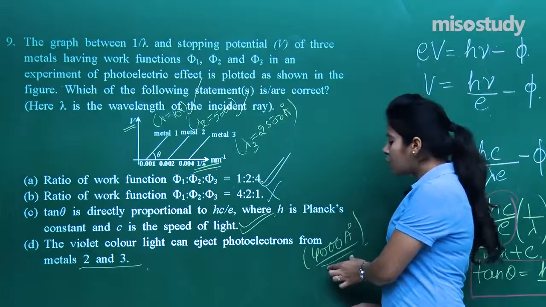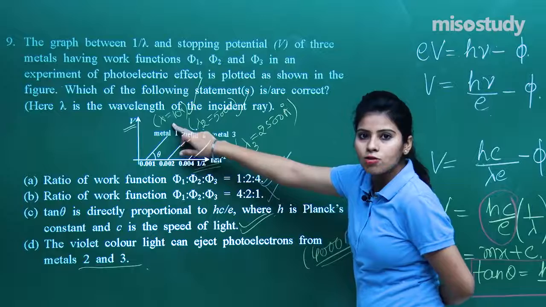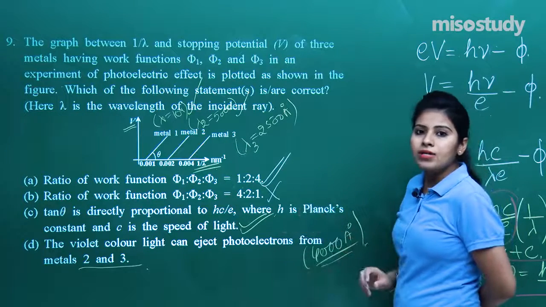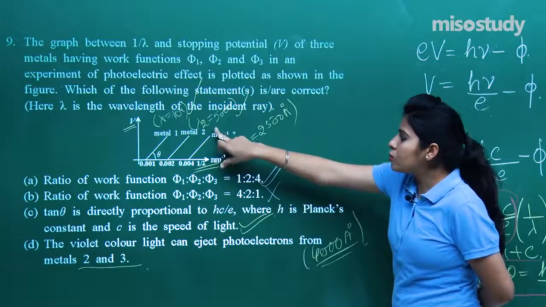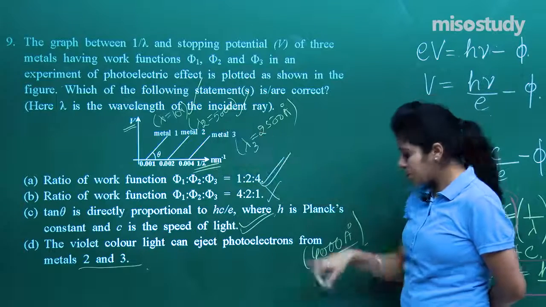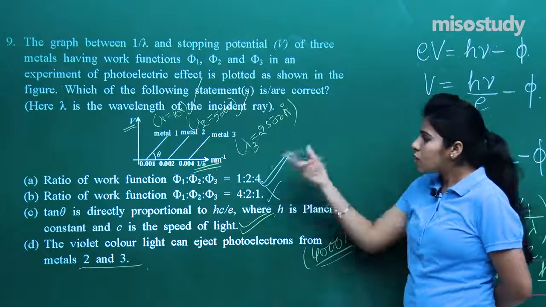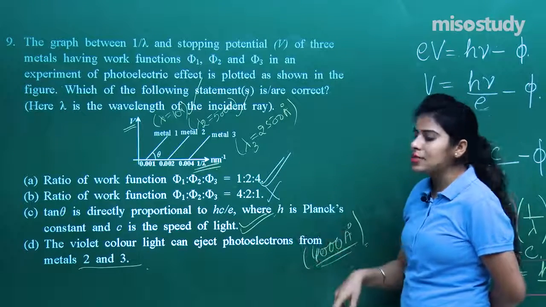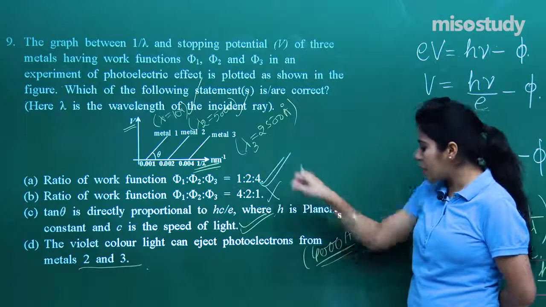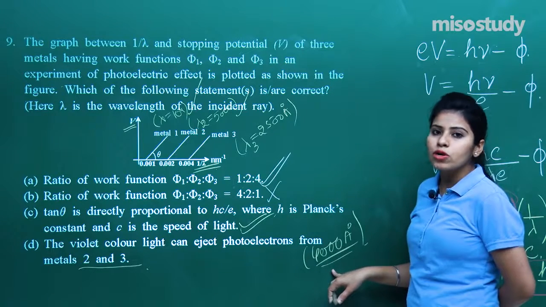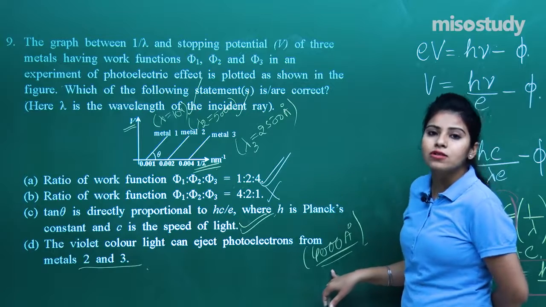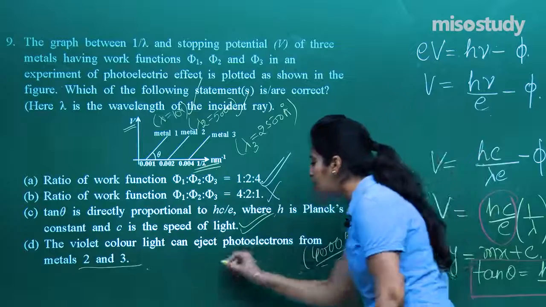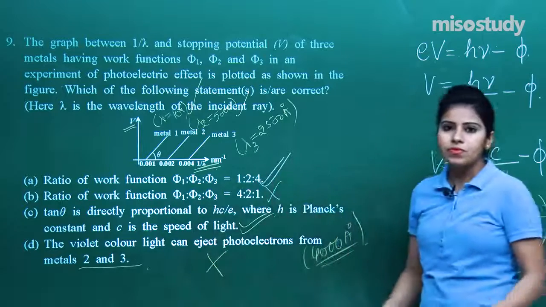Comparison: if we do the comparison, we have 10,000 and this is 4,000. So that means it can emit the electrons. For metal 2, this is 5,000 and this is 4,000. So again it can eject the electrons. But for metal 3, we can see it is 2500 and it is 4000. So it won't be possible for the violet light to eject the electrons from this metal surface. So that means option D is not correct, right?